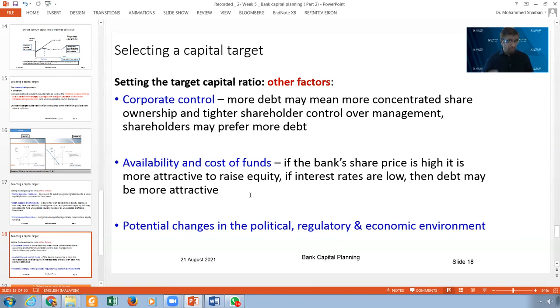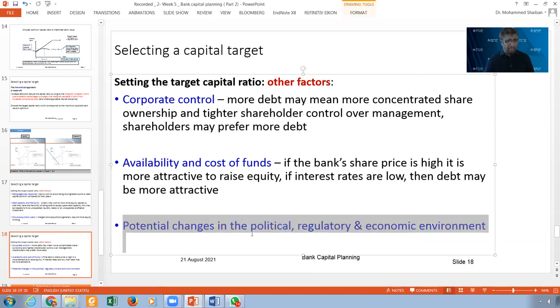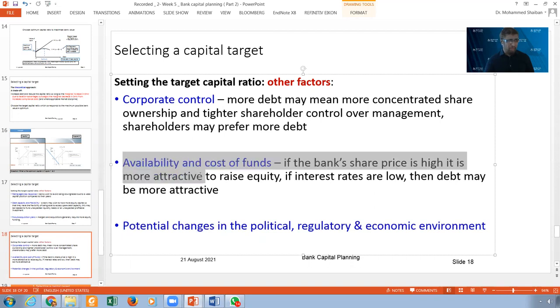So it's a different perspective. If you have a higher share price, it's time to issue capital, or if you have a very low interest rate in the market, it becomes very tempting to finance through debt because it's very cheap credit now. Now, we also have to look at the political, regulatory and economic environments. So here, you cannot just say which one you are arguing for. It depends on the availability and cost of funds. And as I told you, the corporate control is calling for less capital.